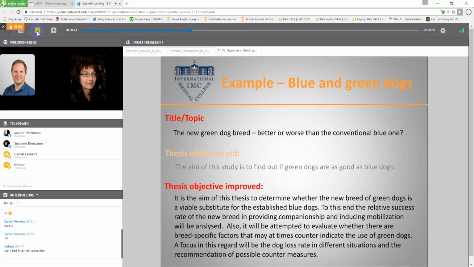Now, once you have an overview like this, you have a good idea of what is written in the paper, how much there is. It'll give you an idea of what to talk about. And based on that, you can say, okay, what's the aim in this? I want to find out if the new green dogs are really a viable substitute for the blue dog breed. That's your general initial question. Now, how to do this? To this end, I want to look at the relative success rate, providing companionship, inducing mobilization. I want to check if there are breed-specific factors that are counterindicated, and to check that, the focus here will be dog loss in different situations.